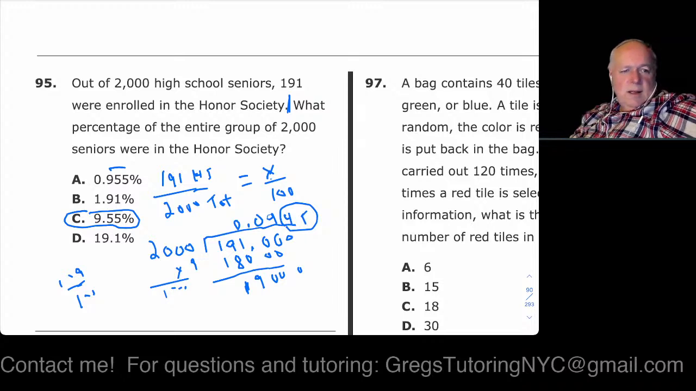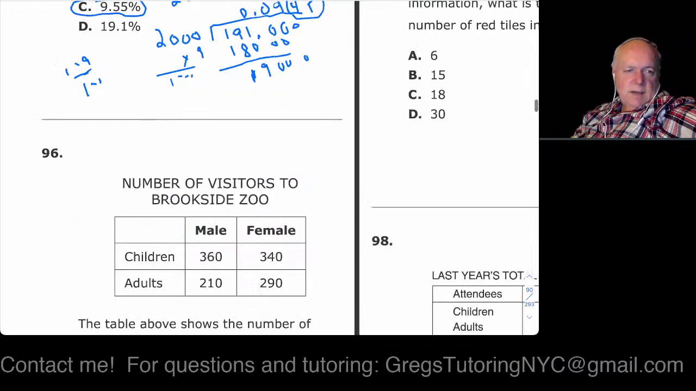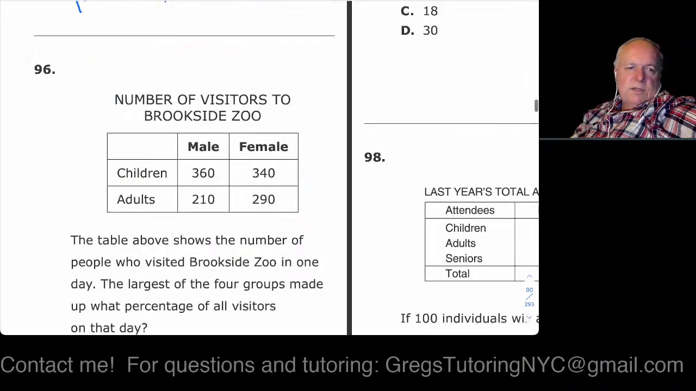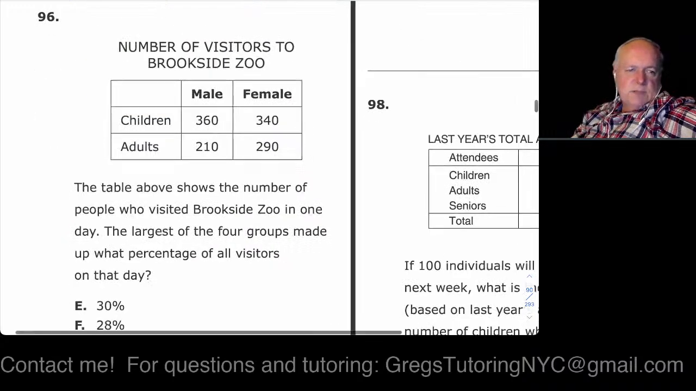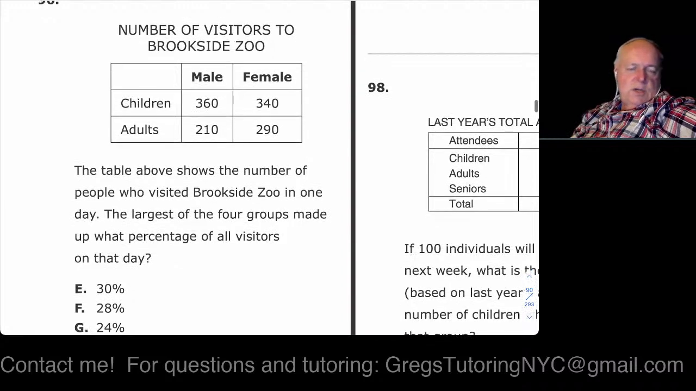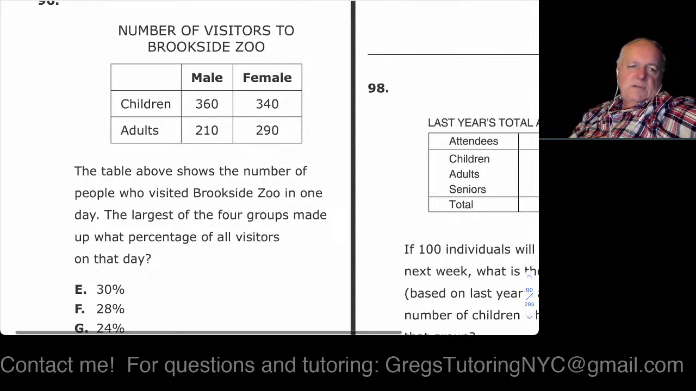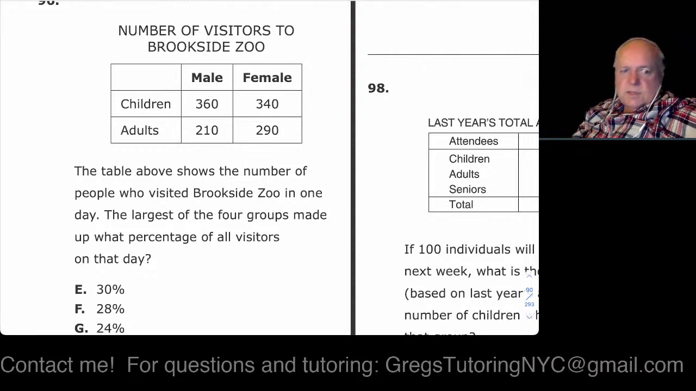All right, let's see. Let's try to do one more. And then I'm going to call it a night. The number of visitors to the Brookside Zoo. I'm going to look for the illustration first. There is a 2x2 table split into males and females versus children and adults. I don't know where they're going with this.